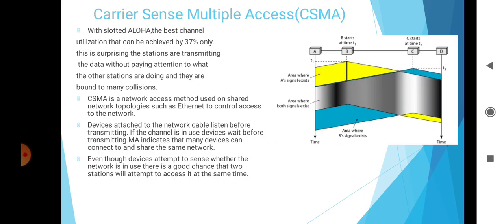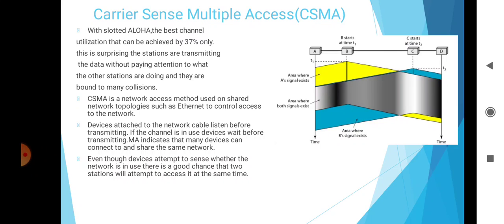Here, CSMA is a network access method used on shared network topologies such as Ethernet to control the access to the network. Devices attached to the network cable listen for the carrier, that means they sense before transmitting. If the channel is in use, devices wait before transmitting. MA stands for multiple access, which indicates that many devices can connect to and share the same network. All devices have equal access to use the network when it is clear.